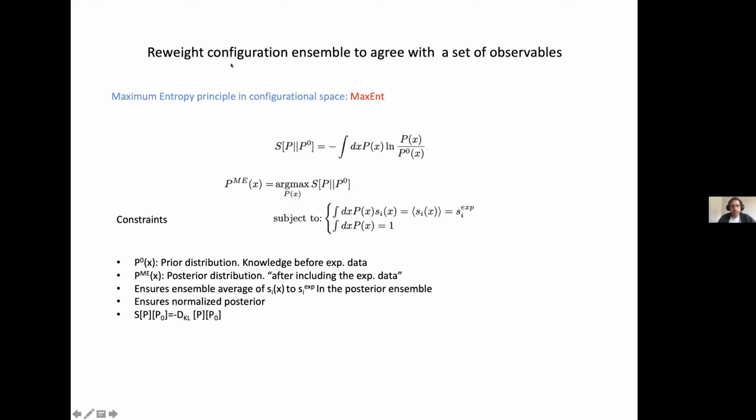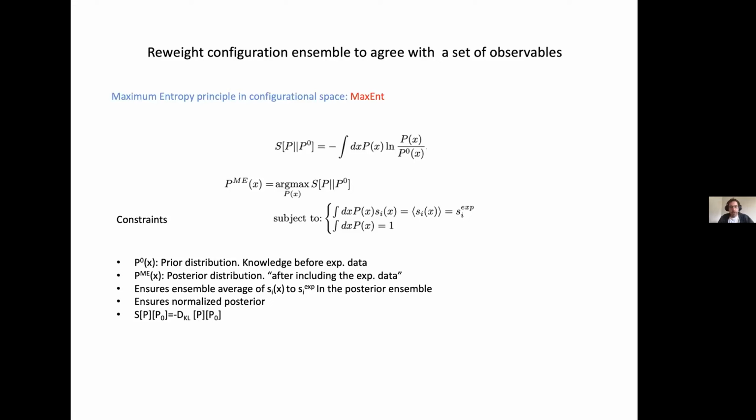So consider that you have a prior distribution p0, and what you want to do is reach a new distribution px given your prior distribution p0. You want to reach a new distribution px whose ensemble average properties reach an experimental average, and which is also normalized. The way to solve this variational problem is by maximizing the entropy, which can be done very easily by the usage of Lagrange multipliers.